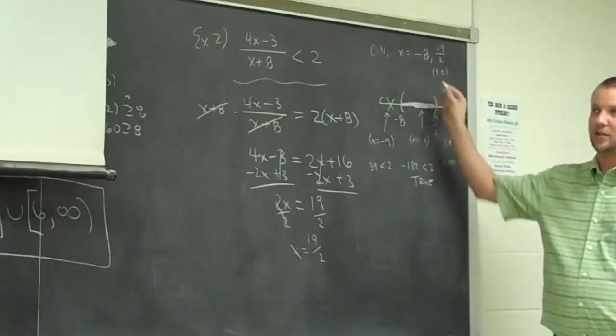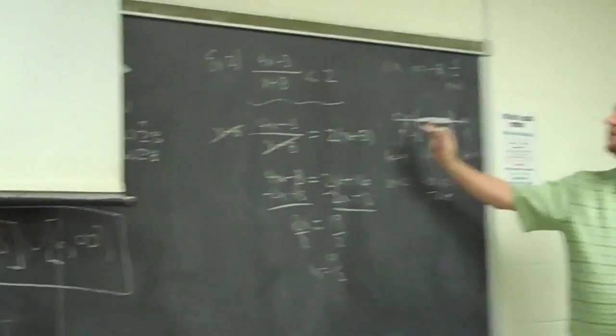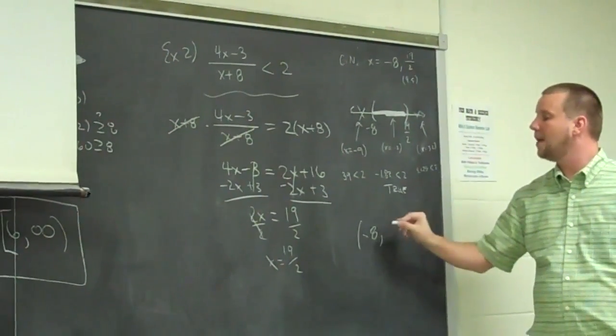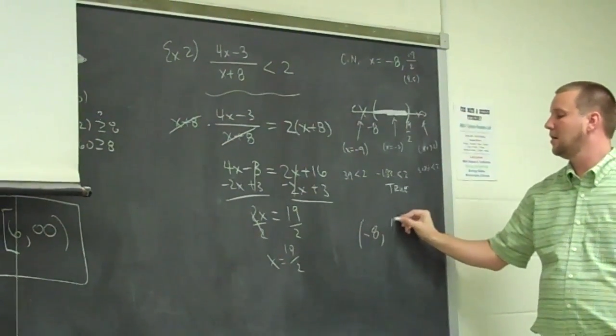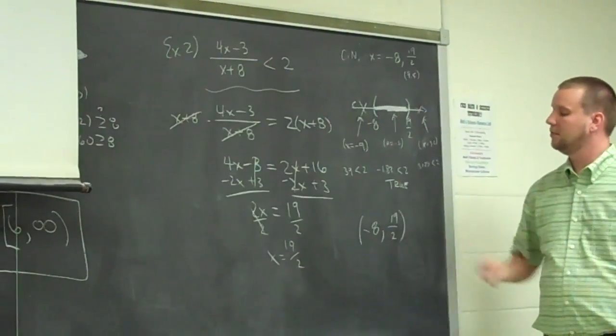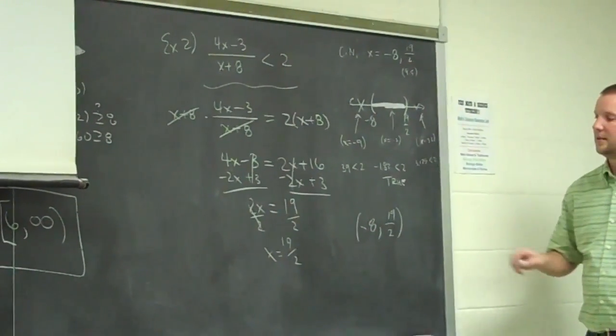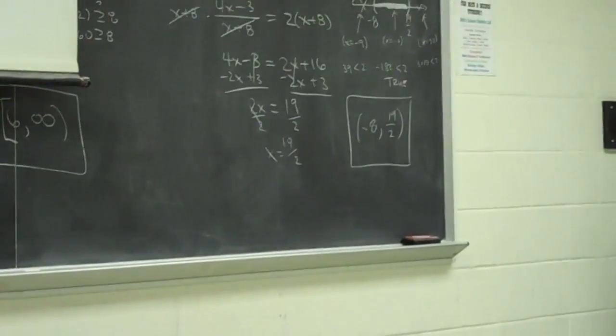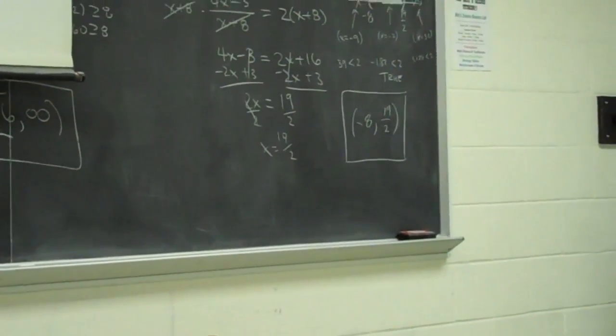So my final answer in interval notation, what do I have shaded? The numbers that start at negative 8 but with a parenthesis, comma, up to 19 over 2 parenthesis. Is that fair?